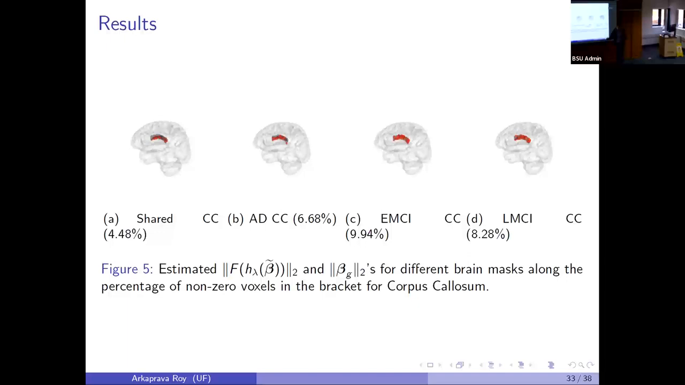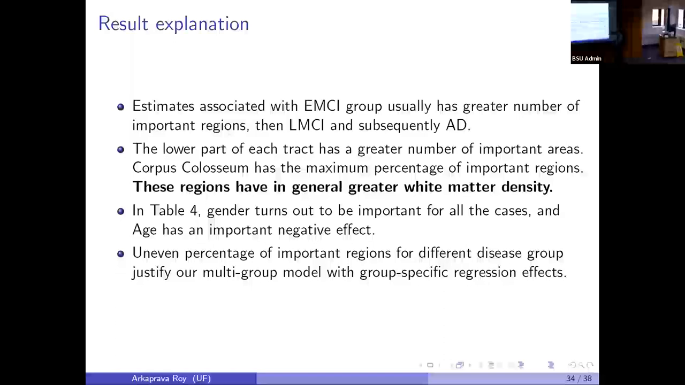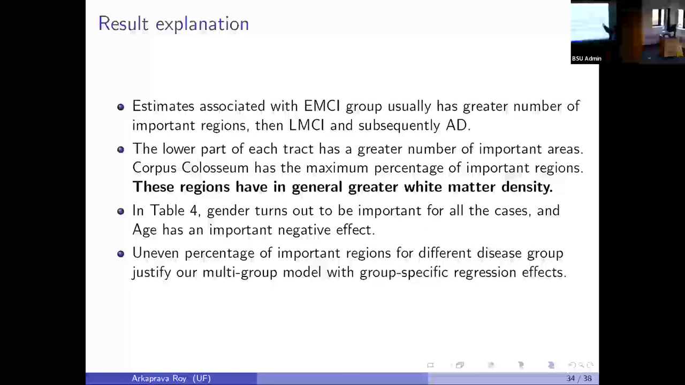And there are a few other things that we have seen along the way. It's always the lower part of this fiber tract that had more selection than the upper tract, I mean the tracts that are closer to the inner part of the brain. That's also something that we observe, although we have to study more to get a deeper understanding. Rest of the things I already mentioned.